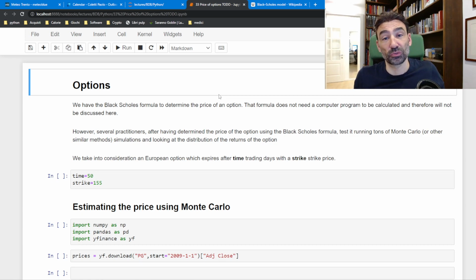We will not use Python to calculate the Black-Scholes formula. It's too easy, honestly too easy, even though there is a statistical distribution inside. We will instead do numerical simulations to try to forecast the future prices and therefore have an idea of what the price of the option could be.